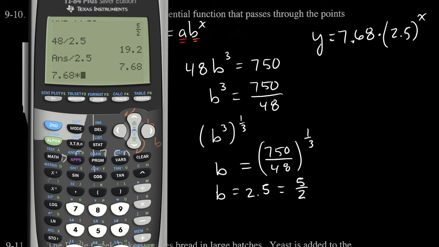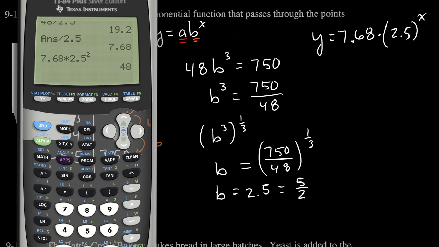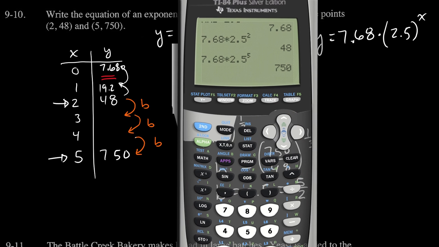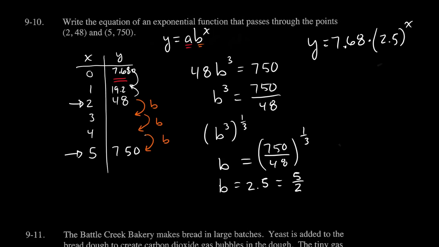7.68 times 2.5, no, 2.5 to the 2nd power. And when I do that, I get 48. And then if I change that to the 5th power, let me just go grab that expression and edit this to a 5. This should now say 750. Yeah, that's right. Okay, so that's one way to do this, right?